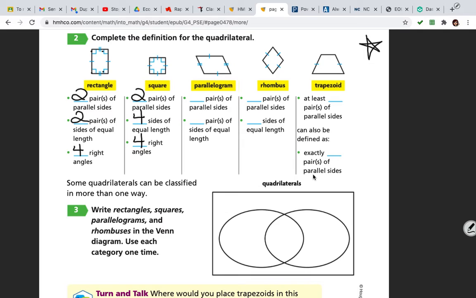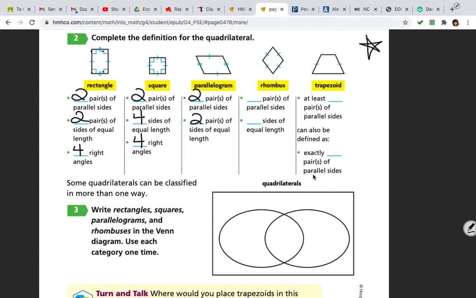Okay, a parallelogram. How many sides of parallel lines? So the tops and the bottoms, so this is parallel to this, and this is parallel to this. So 2 pairs of parallel sides, and then how many sides of equal length? So in a parallelogram, it has 2 sides of equal length. It could have more, so a square could be a parallelogram.